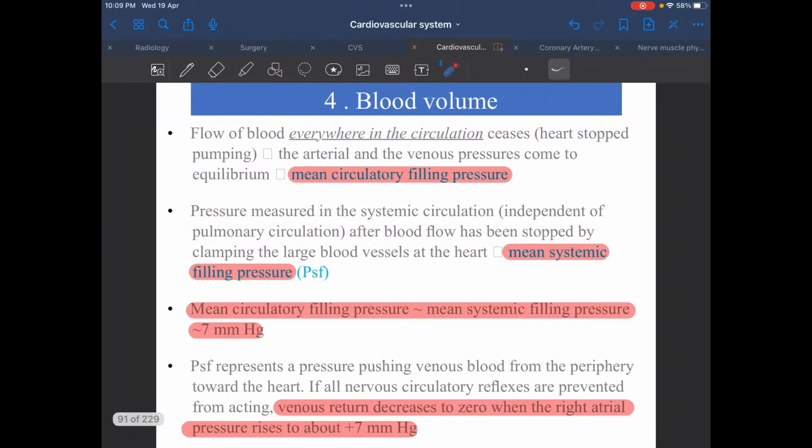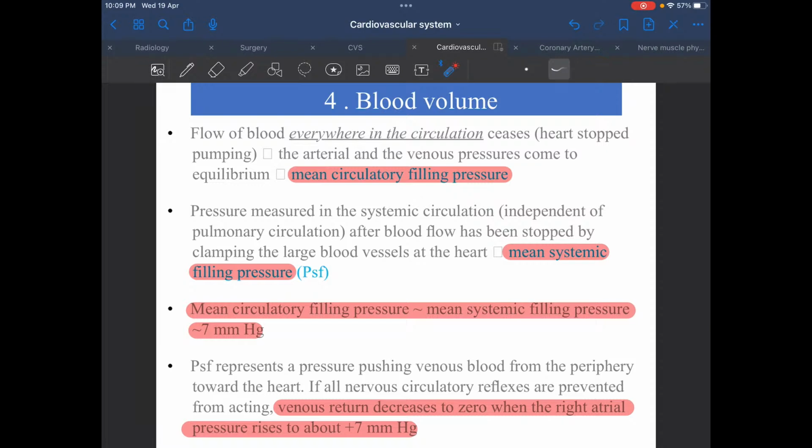What about the blood volume? We already know there is a thing that is known as your mean circulatory filling pressure. Okay, what is that? Whenever the flow of blood everywhere in the circulation ceases, the amount of pressure that is in the arteries and the veins will come to an equilibrium, and that's known as the mean circulatory filling pressure. Okay, I hope that makes sense.